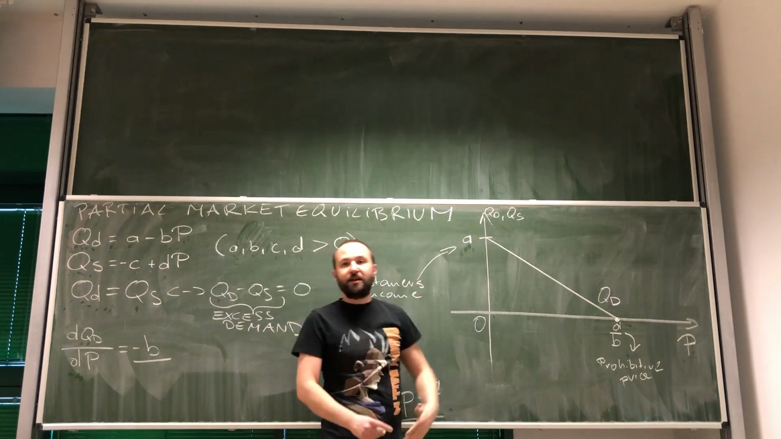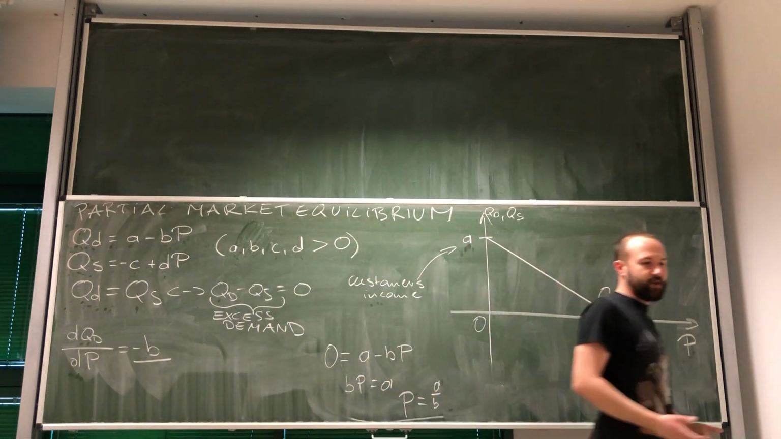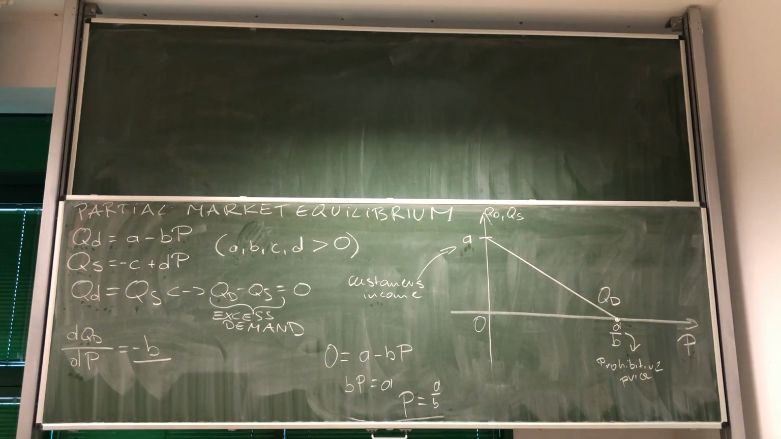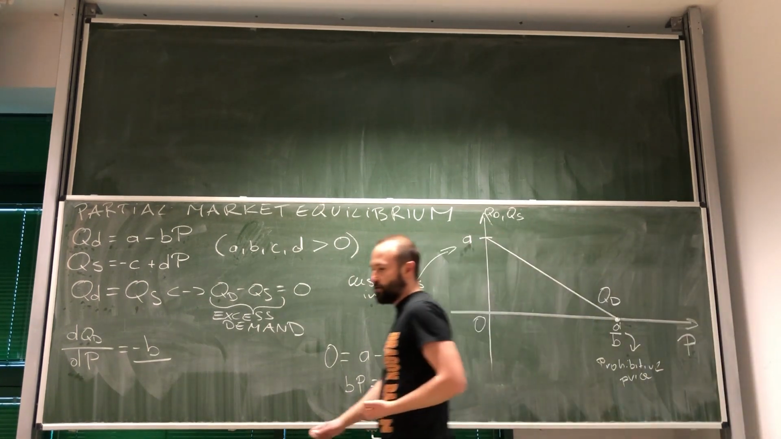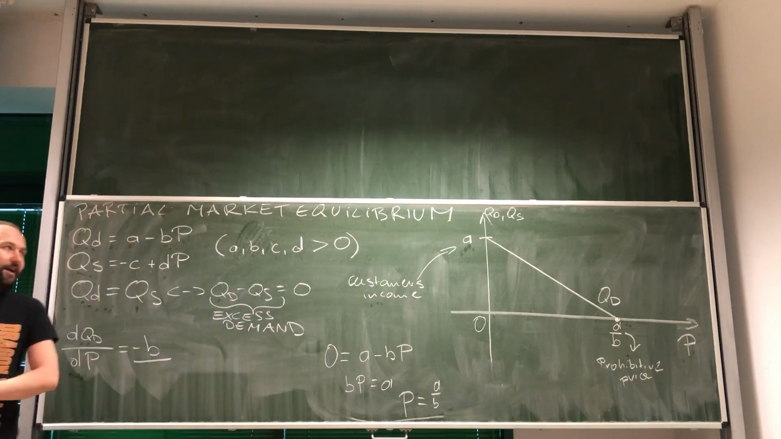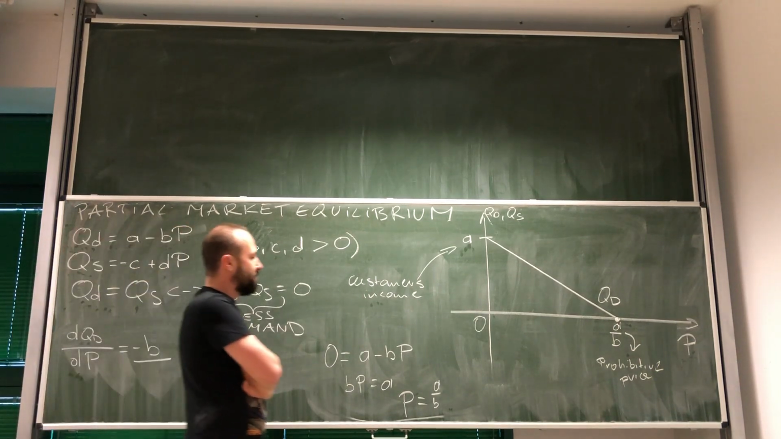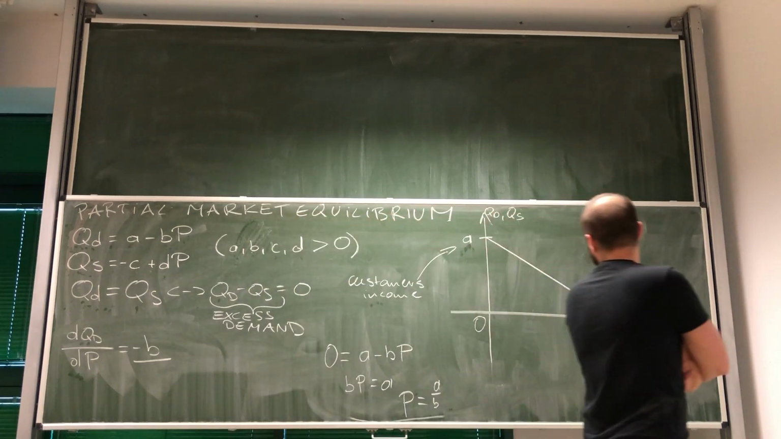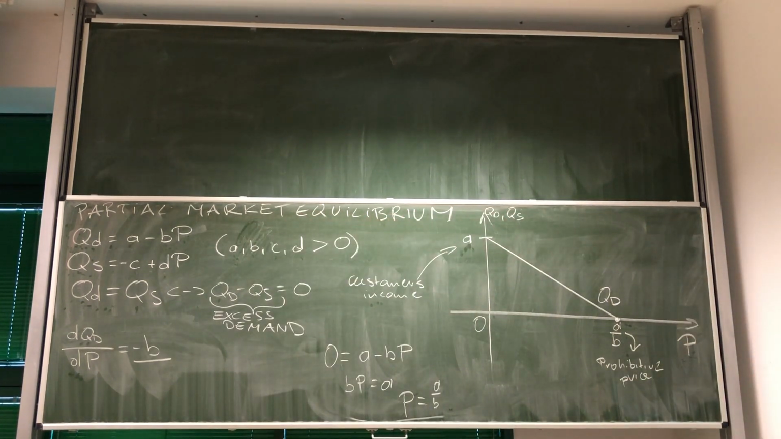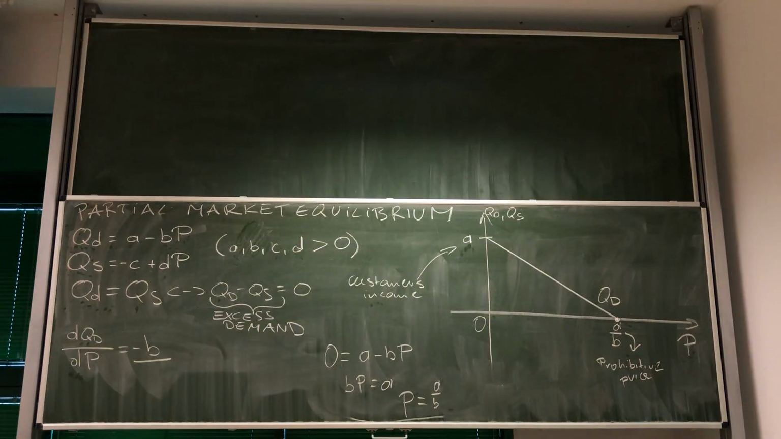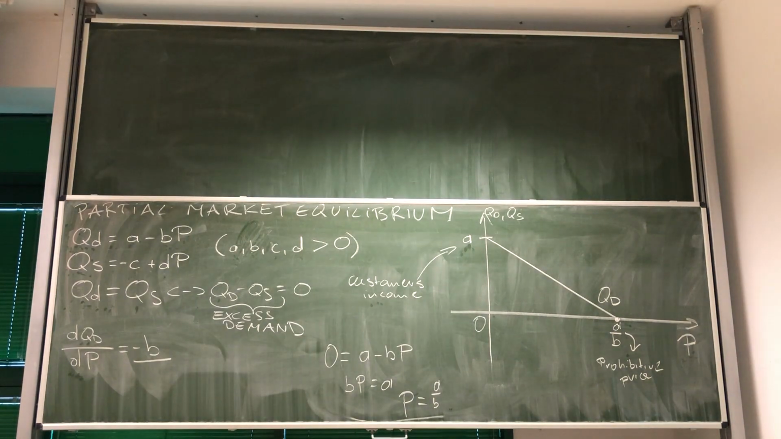Those are those demand shifters, those determinants of demand you were discussing during your microeconomics class. Okay, so now we know quite a lot about demand. We draw it. It wasn't that bad. Now let's move to supply.